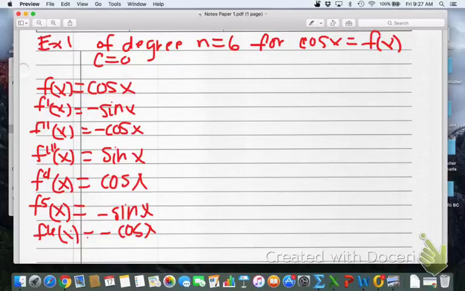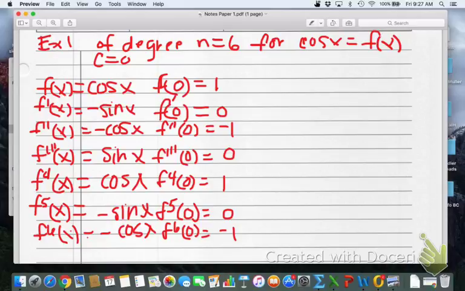All right, then you're going to go down and evaluate, since the center is 0, you're going to evaluate each one of these to help you find your coefficients and your constants. F of 0, so the cosine of 0 is 1. Okay, so here are all your derivatives. And now you're ready to write that 6th degree Taylor polynomial.